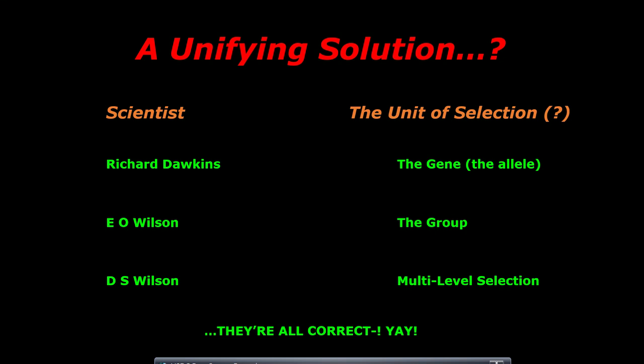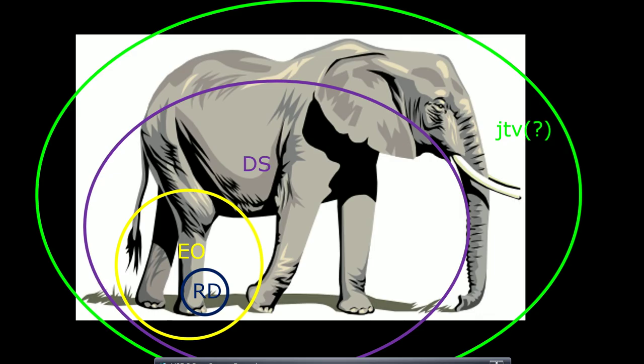Richard Dawkins suggests the unit of selection is the gene. E.O. Wilson suggests group selection. D.S. Wilson suggests multi-level selection. What if they're all correct? What if they're looking at different parts of the same beast?